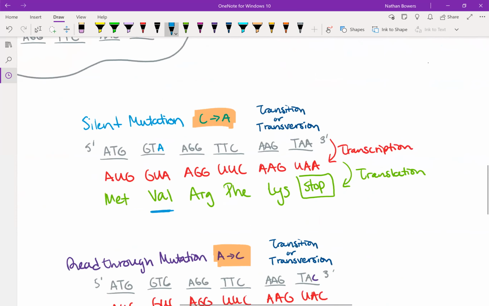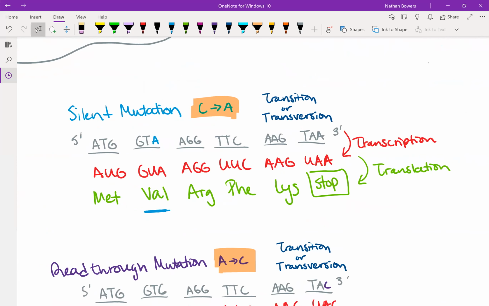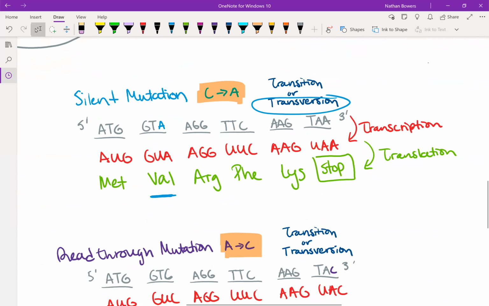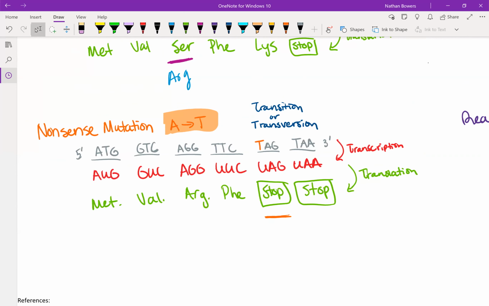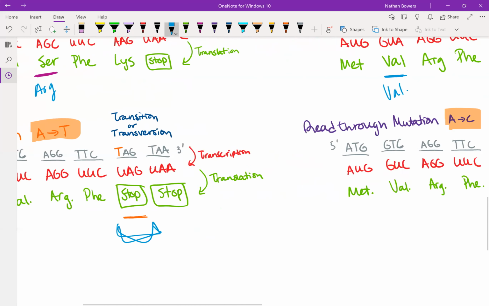Now looking at a silent mutation, it's different because when you change, for example, this cytosine to adenine, which is a transversion, you end up with the same amino acid because this originally was a valine. Now, looking at a nonsense mutation, you encode a stop codon instead of that normal amino acid that used to be. Right here, as you can see at this UAG, it encodes for stop, meaning a shorter amino acid chain.